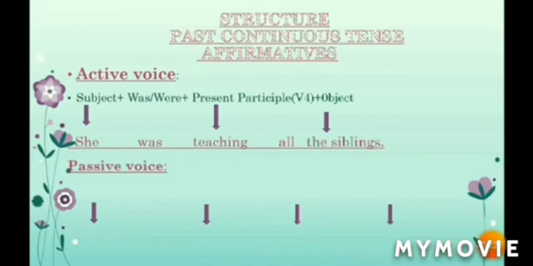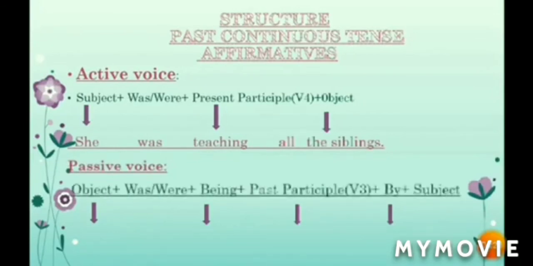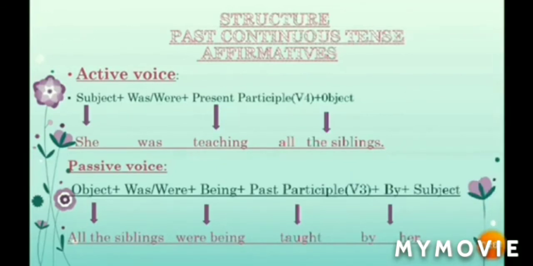Passive structure. Object plus was or were plus being plus past participle, third form of the verb, plus by, and at the end, subject. Let's convert the same sentence. All the siblings were being taught by her. We change the helping verb as now our subject is plural. Then we use the third form of teach, that is taught, and then the object pronoun her after the preposition by.